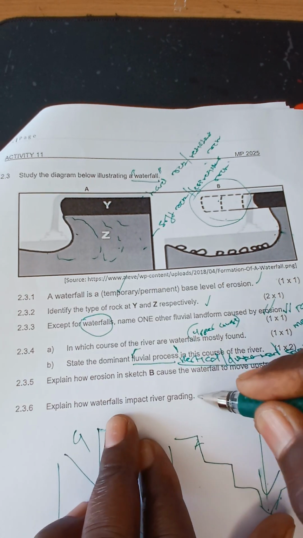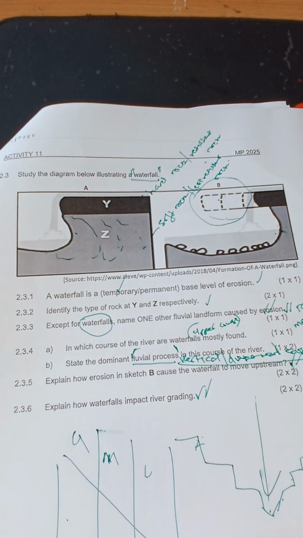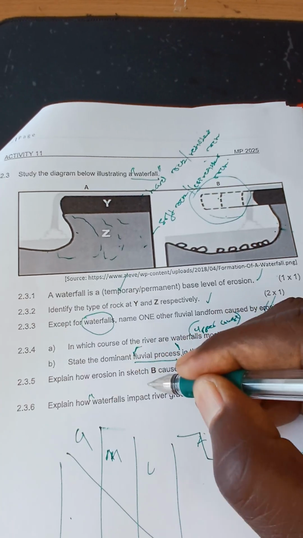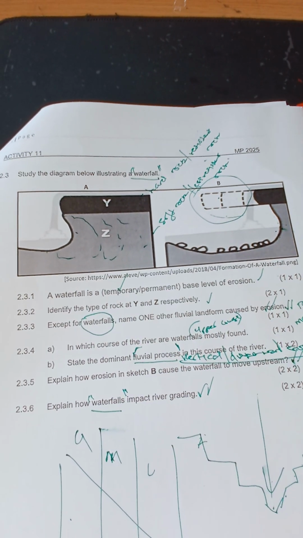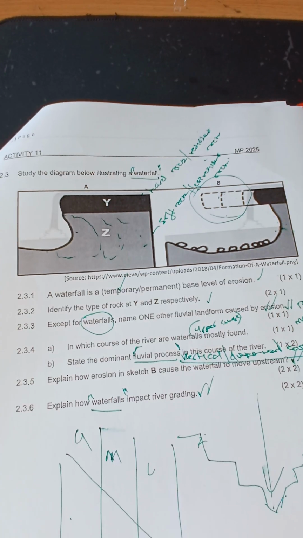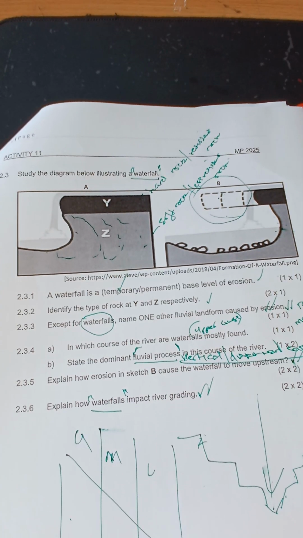Explain how waterfalls impact river grading. Of course, the presence of a waterfall on a river profile shows that it's ungraded. Where we have waterfalls, it shows you that the river profile is ungraded. Waterfalls create nick points, which are abrupt changes in the river gradient and profile.